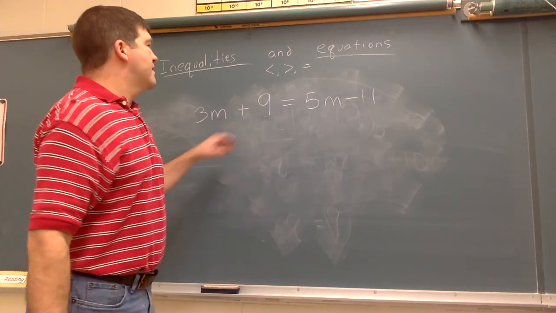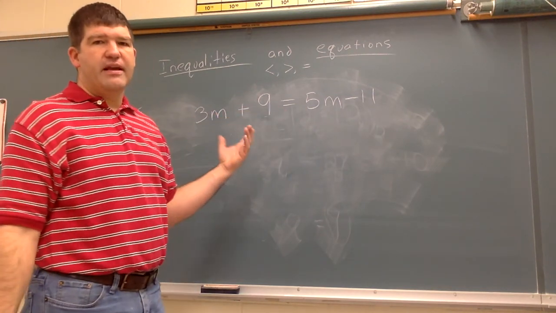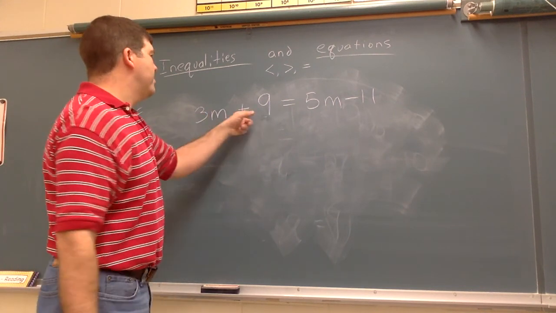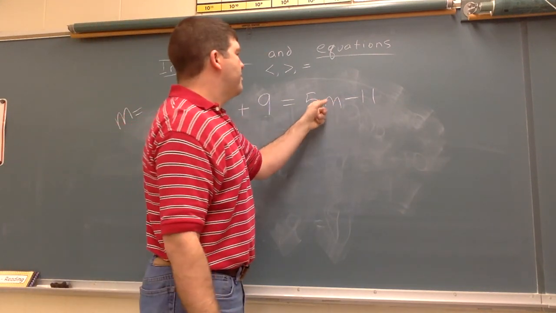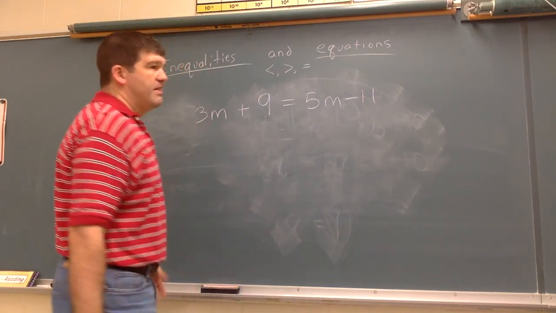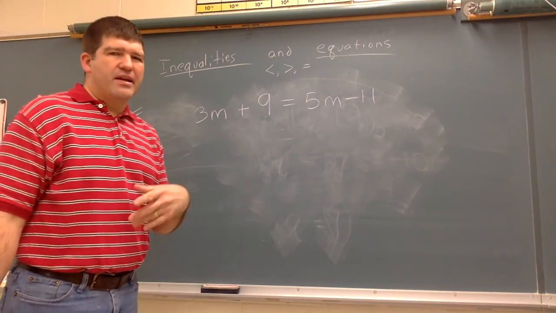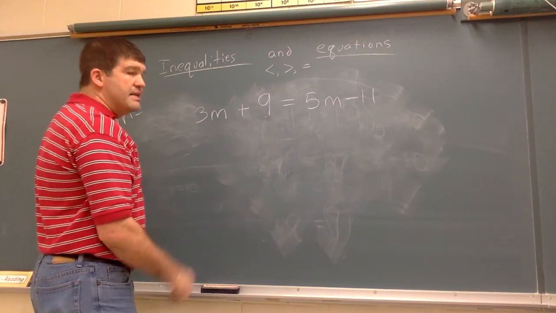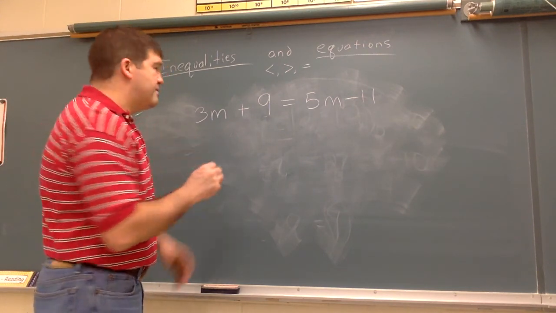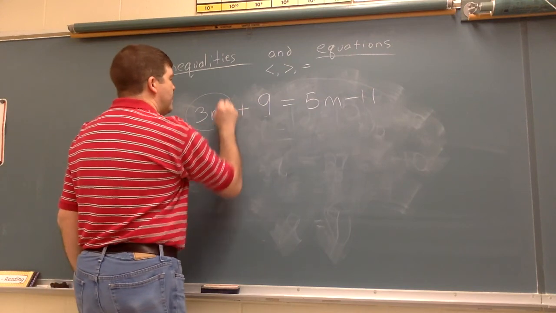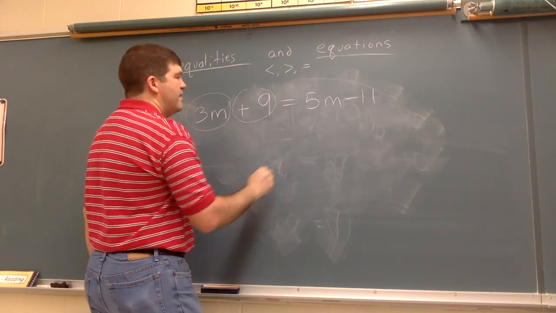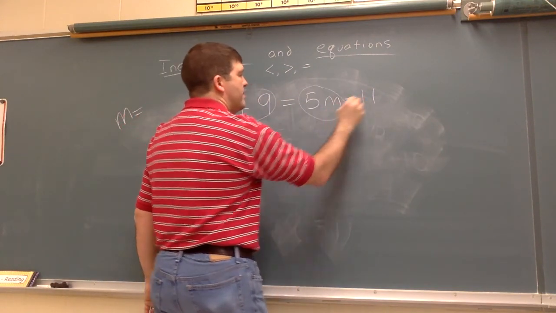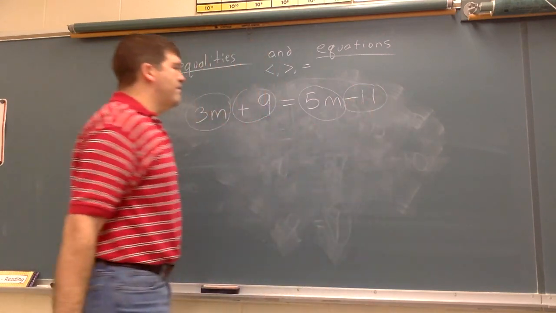I could guess, say I guess m equals 1. So that'd be 3 plus 9 is 12. That'd be 5. 5 minus 11, that's a negative number. So I don't want to guess anymore. It's too hard. I can solve for m. So I'm going to isolate. That means to see what I got here. I have a 3m on this side and a positive 9 here. I have a 5m and a negative 11.